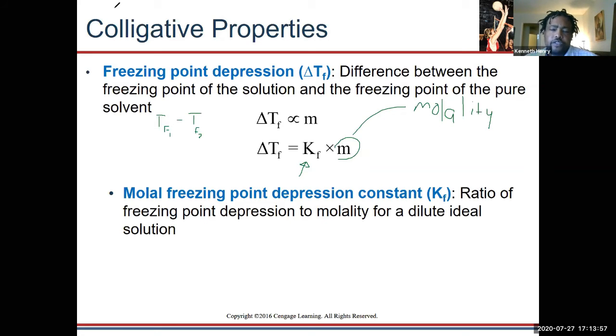So again, we could use the molality and that constant to calculate that change in temperature. Alcohol is different than water, but let's say if it was water, then we would take the freezing point of water minus that difference to get the calculation of what we would want. So let me give you an example.